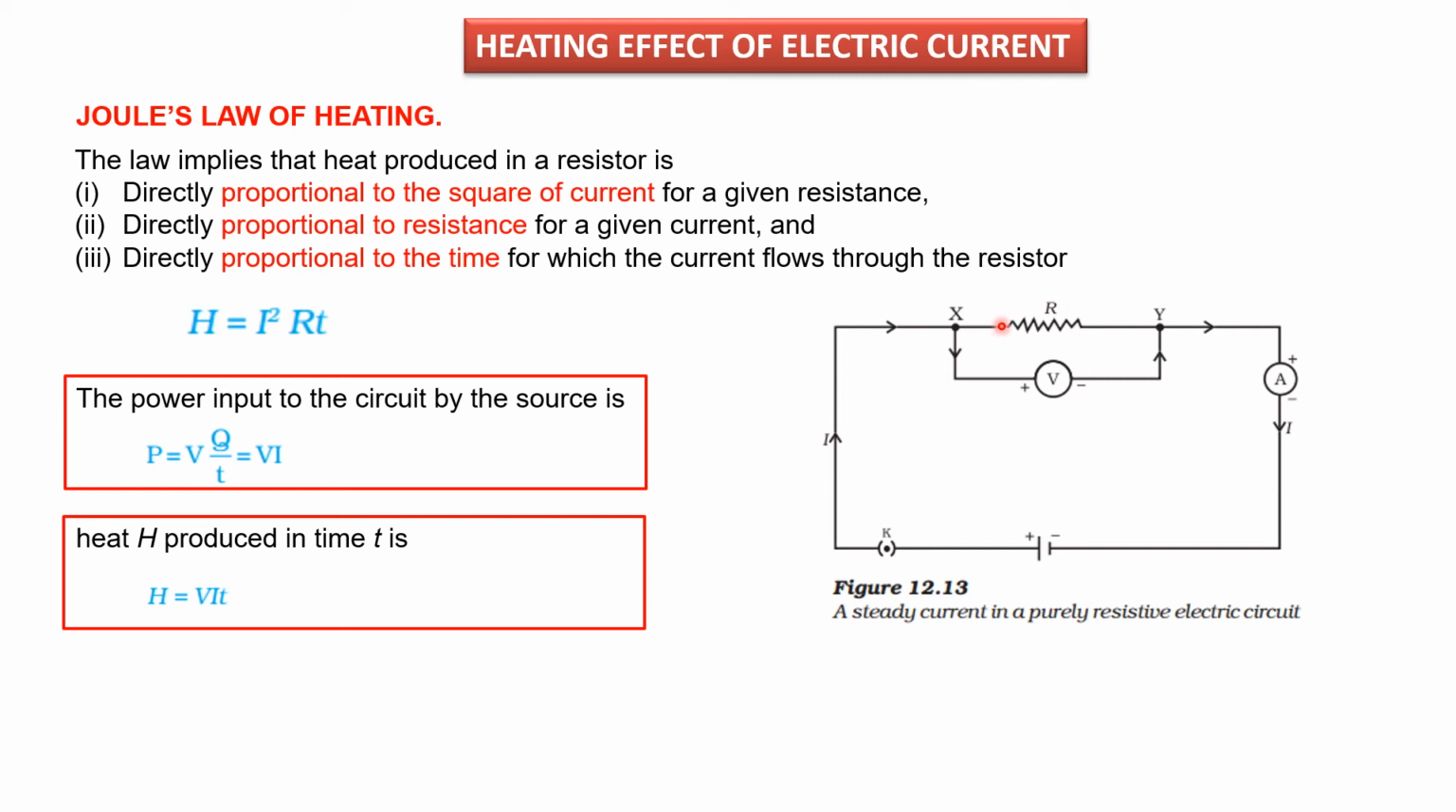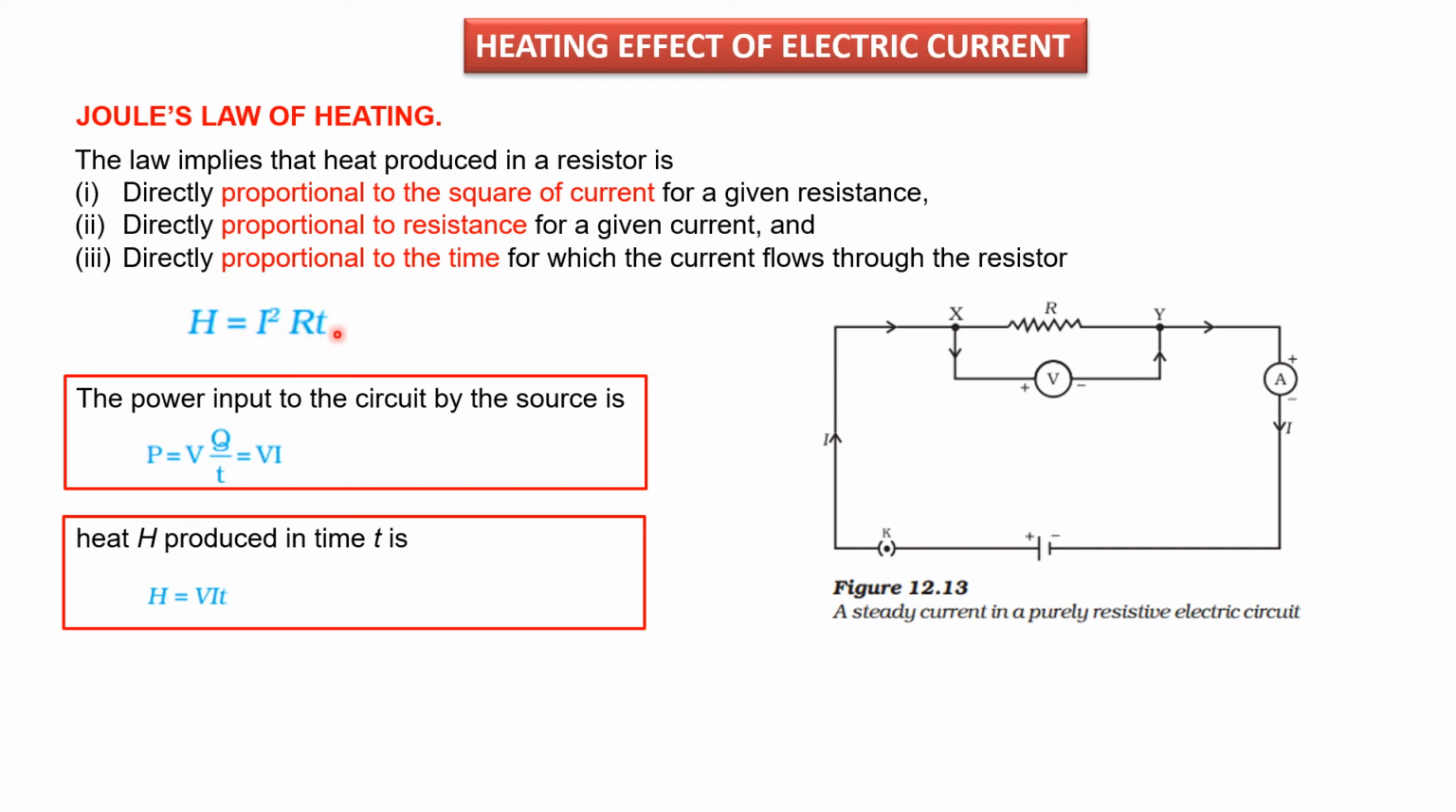And this concept is called Joule's law of heating. Joule was a scientist and he found out this concept. So that's why it is called Joule's law of heating. What does the law say? Heat is always represented by H. Current is I. R is resistance.